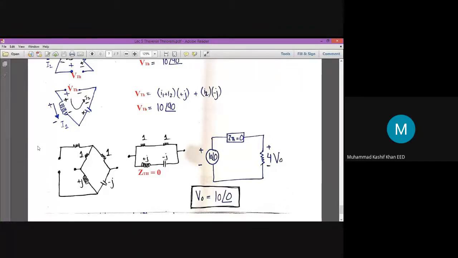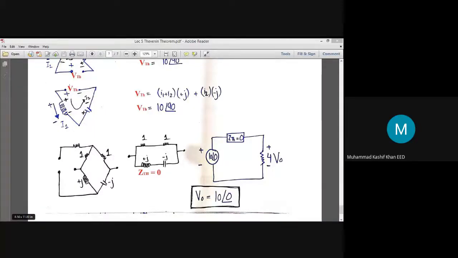There will be a short circuit over here. There will be zero impedance. If any current is flowing in this branch, it will follow the zero impedance path. It will not flow in these 2 ohm resistances. It will follow the short circuit path or the zero impedance path. So these 2 resistances will not provide any resistance to the circuit or to the flow of the current. So that's why ZTH in this case is 0.